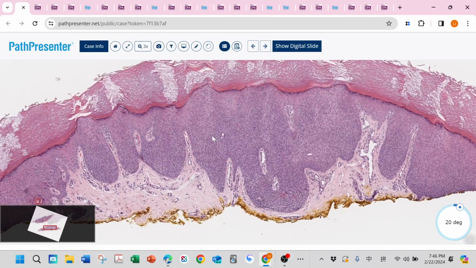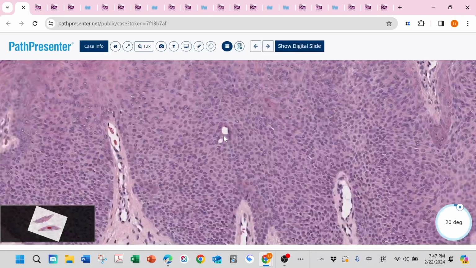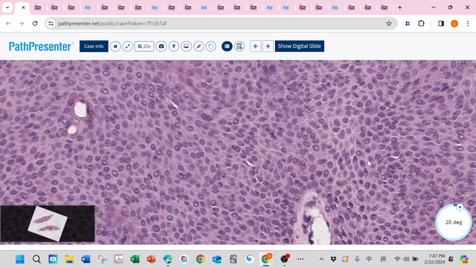Other than this, what is another major difference? You can see this hole. Actually, this hole is eccrine duct differentiation. Let's zoom in to take a look at this duct. We can see this eosinophilic hyaline lining surrounding the duct. So this is eccrine duct differentiation.